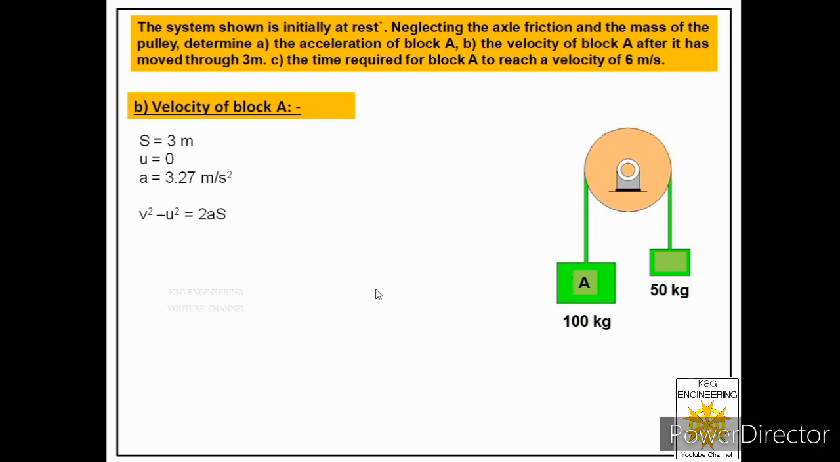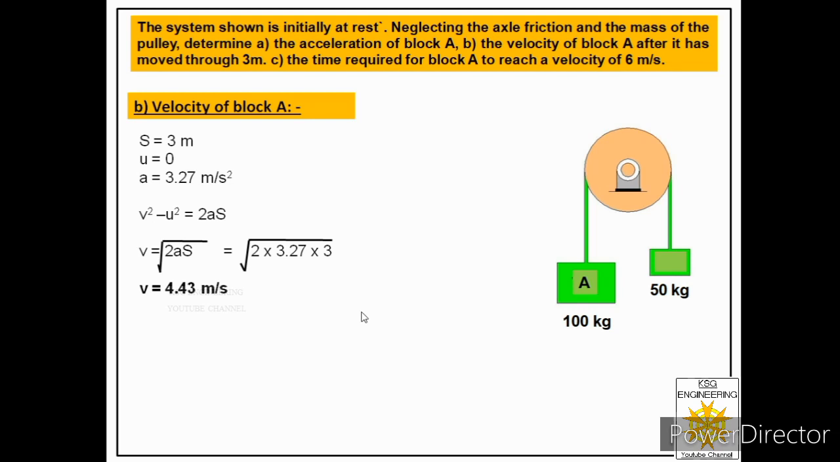We have to find the final velocity of block A, after the travel of 3 meters. It means we will apply the equation v square minus u square is equal to 2as. So this equation will further reduce to v is equal to square root of 2as because u is 0 over here. We'll put the values of acceleration of block A and the distance moved, that is 3 meters. So we will get its velocity after 3 meters as 4.43 meter per second.